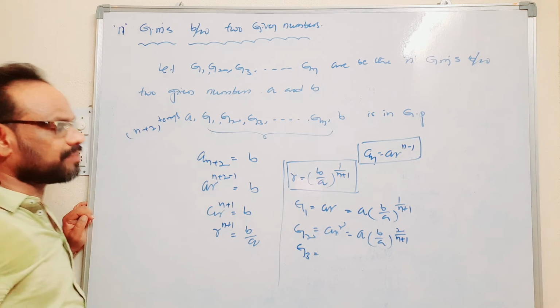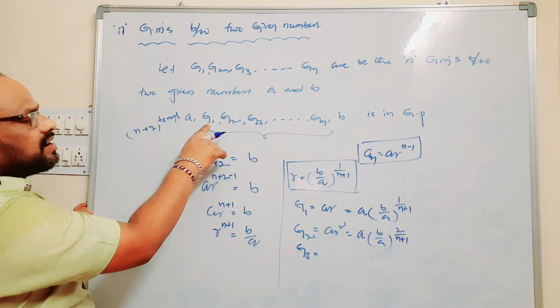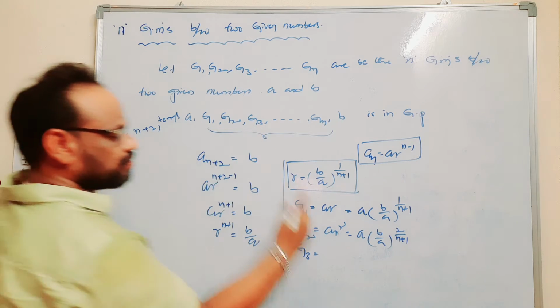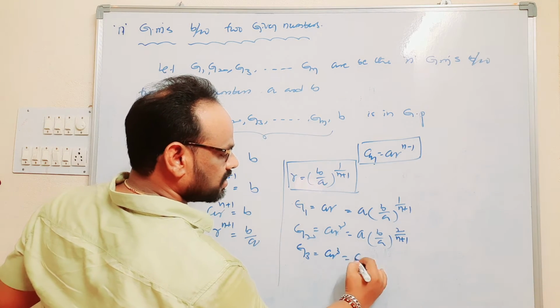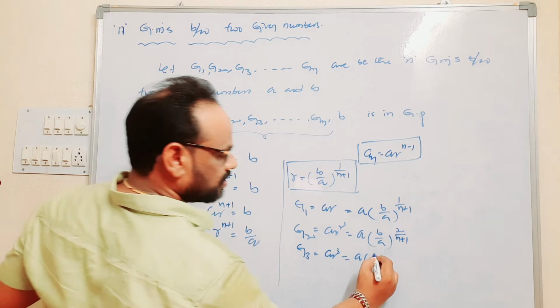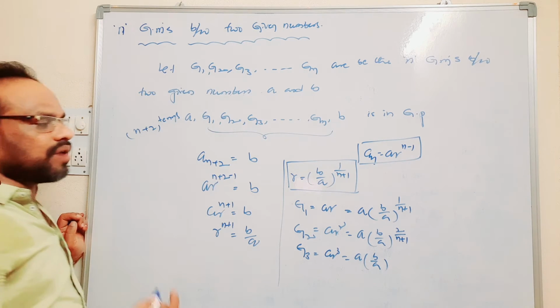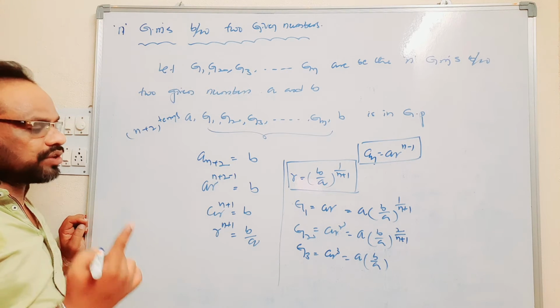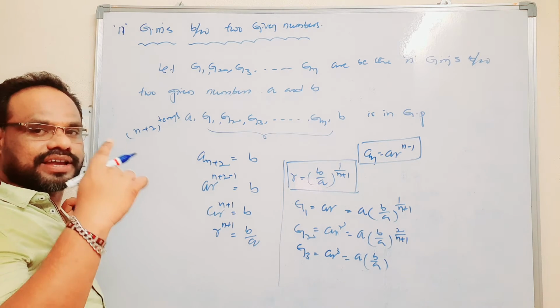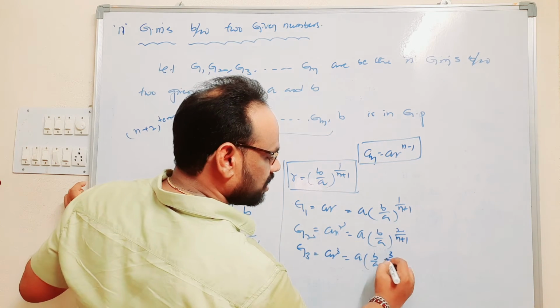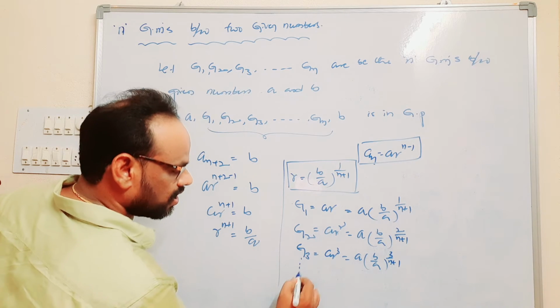G3, the third geometric mean, is AR cube. That is A into the R value, (B by A) whole power 1 by N plus 1, and whole cube. Again (A power M) whole power N equals A power MN, so it becomes 3 by N plus 1, and so on.